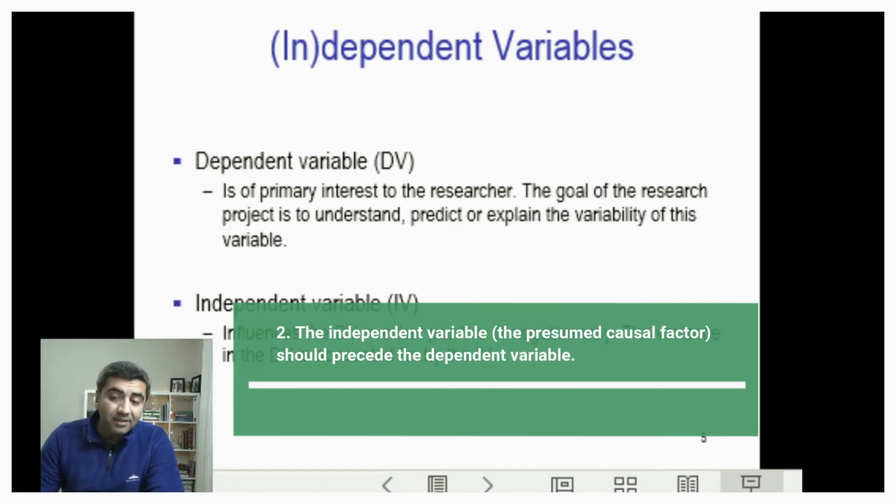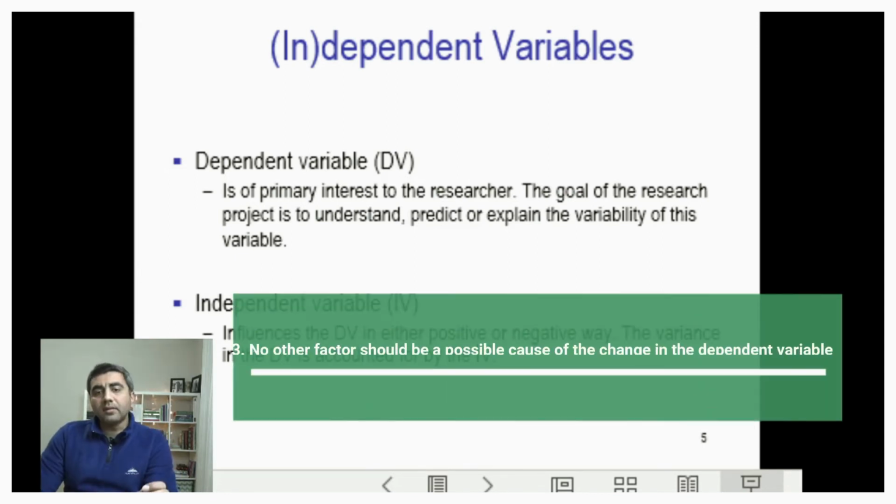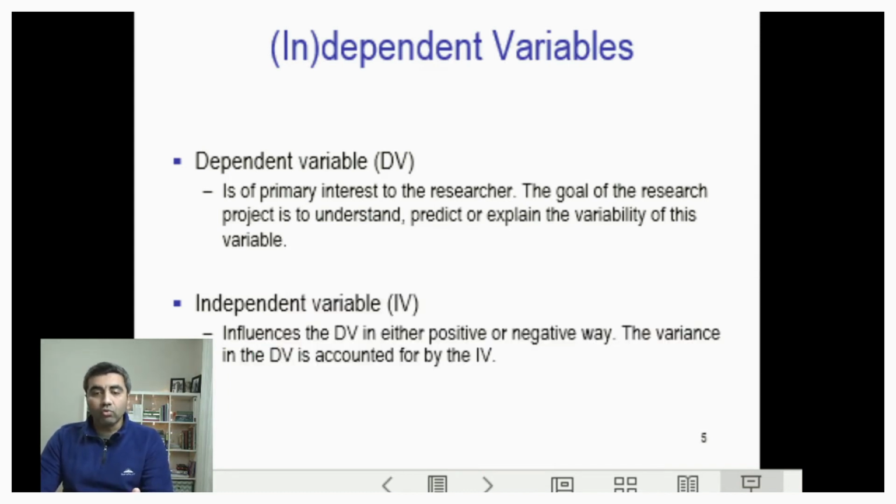The second condition is that the independent variable, I mean the presumed causal factor, should precede the dependent variable. In other words, there must be a time sequence in which the two occur, and the cause must occur before the effect. The third condition is that no other factor should be a possible cause of change in the dependent variable. Hence, the researcher should control for the effects of other variables.